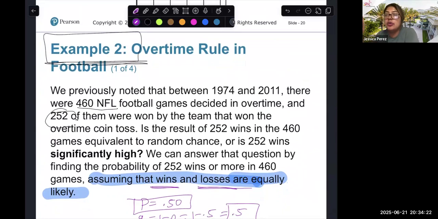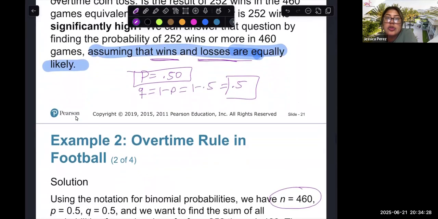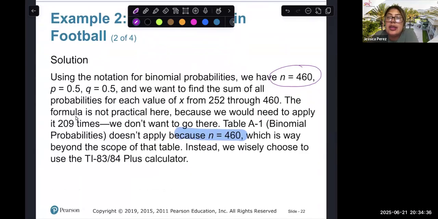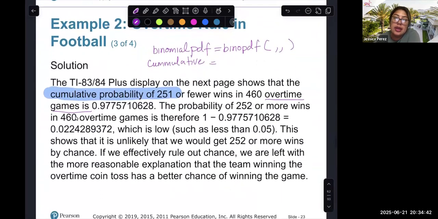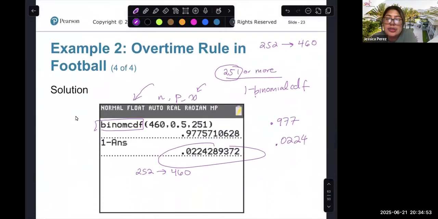So we have to do up to the 251 losses, so it's 1 minus the probability. Assuming that wins and losses are equally likely, we saw that P and Q were equal. Now we let X be equal to 251. We're going to be using our calculator, our TI-84, but instead of doing a binomial PDF, we're going to be doing a cumulative binomial distribution that looks like binomcdf. I showed how to use that in the TI-84, which was second vars.